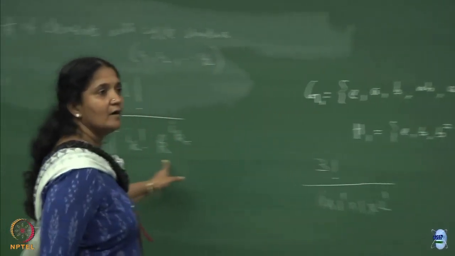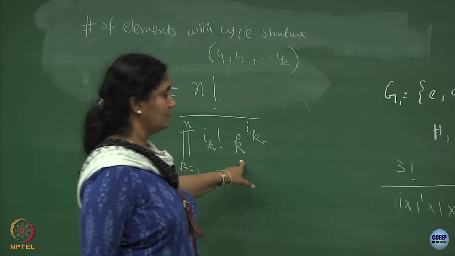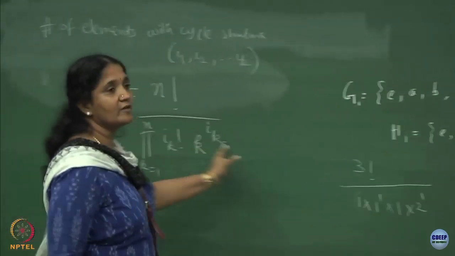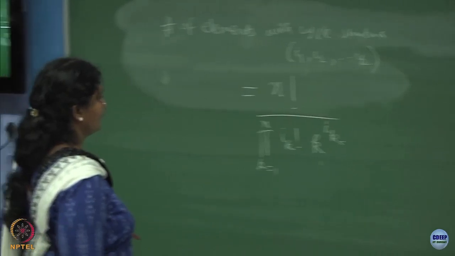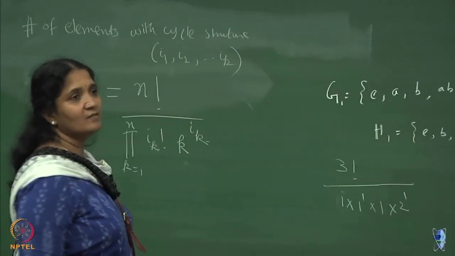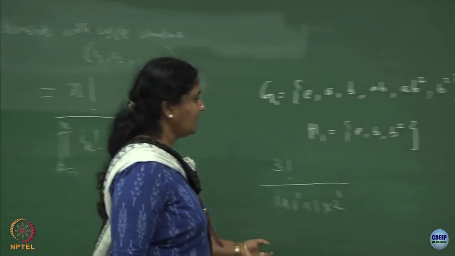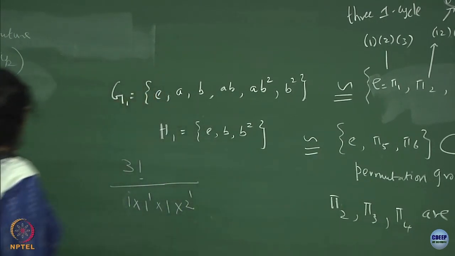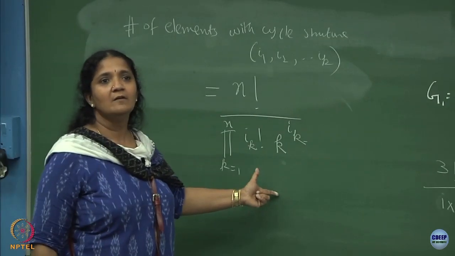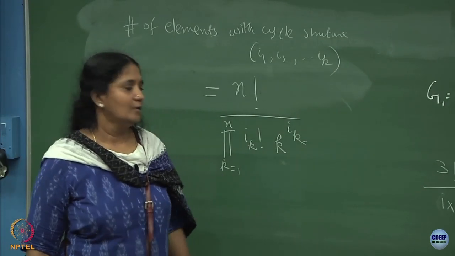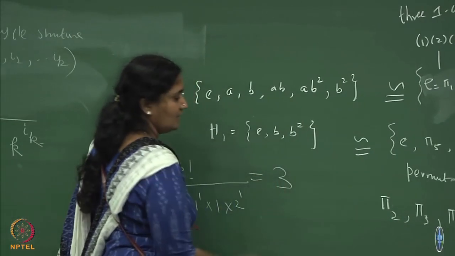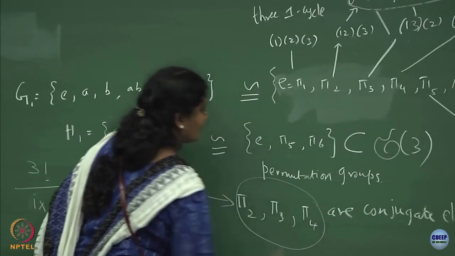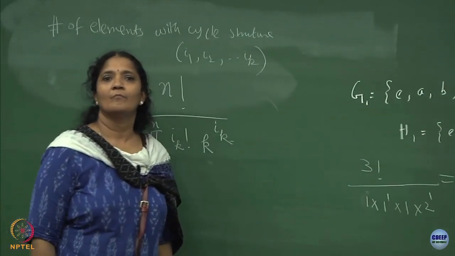You agree? Second one is a 2 cycle. So, you have this. I have explicitly written the product in this case. And 3 cycle is of course 0. So, I3 you can put it 0, 0 factorial is 1, and then you can use 3 to the power of 0, which is also 1. So, it does not contribute. So, this turns out to be 3, which is nothing but these 3 elements. Clear?